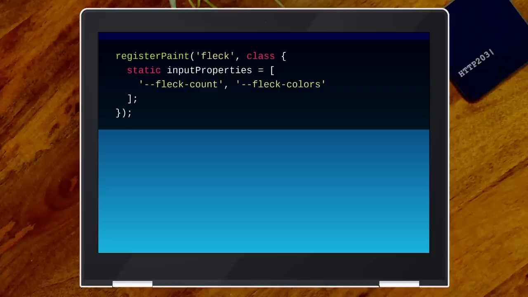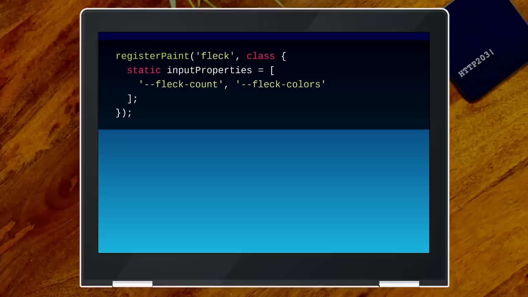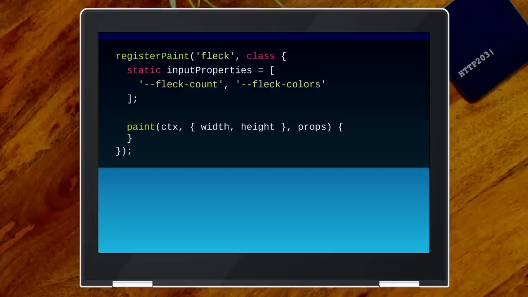Because this way the browser knows when it actually needs to repaint. If a property changes that you don't care about, no need to repaint. And that's actually quite a nice optimization. Yes. So that means if you change, like, text color, it knows that this background drawing isn't part of that. It can use a cached version of it. It's good. So we care about the count, care about the colors, and now everything else happens in this paint function.